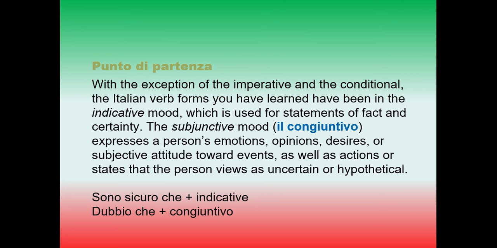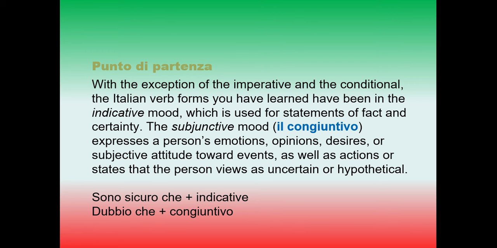So, with the exception of the imperative and the conditional, the Italian verb forms that you have learned have been in the indicative mood. So, for example, the present tense, the passato prossimo, the futuro, these are all in the indicative mood, which is used for statements of fact and certainty. The subjunctive mood, in Italian called il congiuntivo, expresses a person's emotions, opinions, desires, or subjective attitude toward events, as well as actions or states that the person views as uncertain or hypothetical.